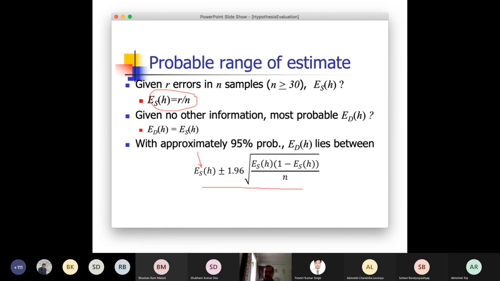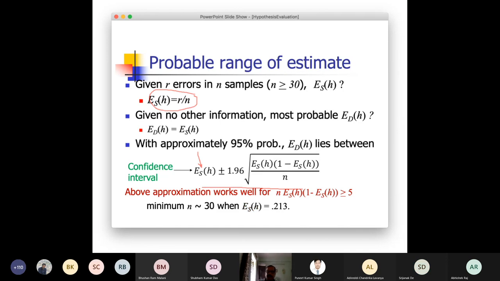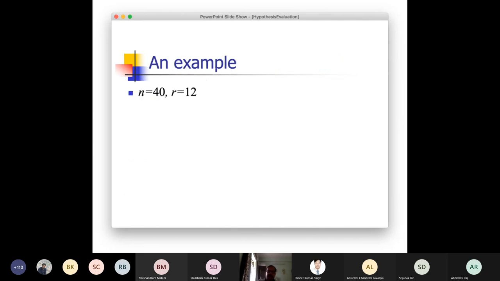This is how the interval is given, from the interpretation of these particular computations or expressions. Then I will go further. We call it the confidence interval for 95% probability. There is some reason why it works for n greater than or equal to 5, and the minimum should be 30 when it is fine. These are certain results. Smaller estimate values require a larger sample size. If your errors are getting smaller, then for this variability you should have a larger sample size. Now, let us consider an example.